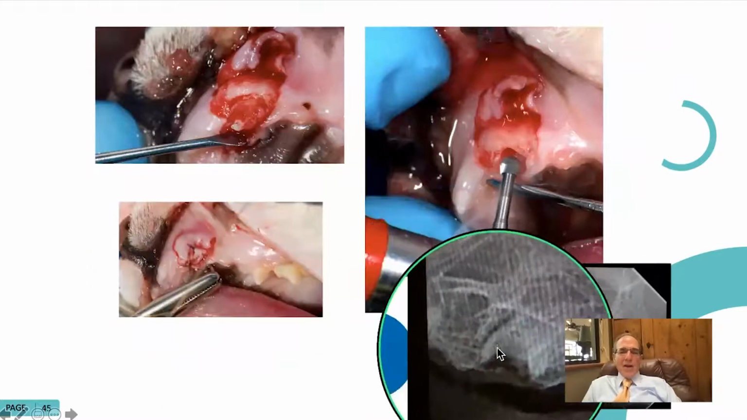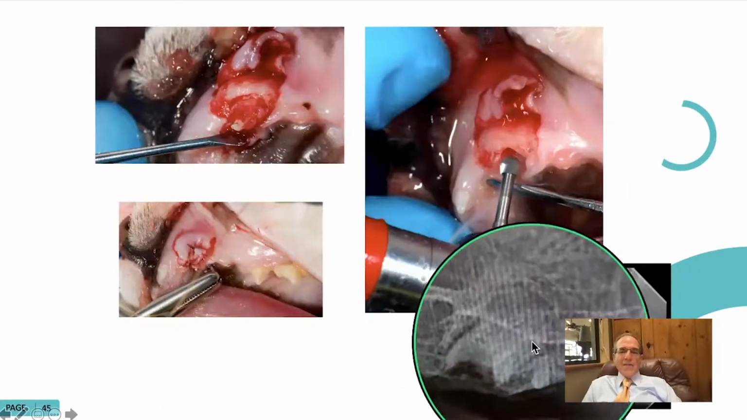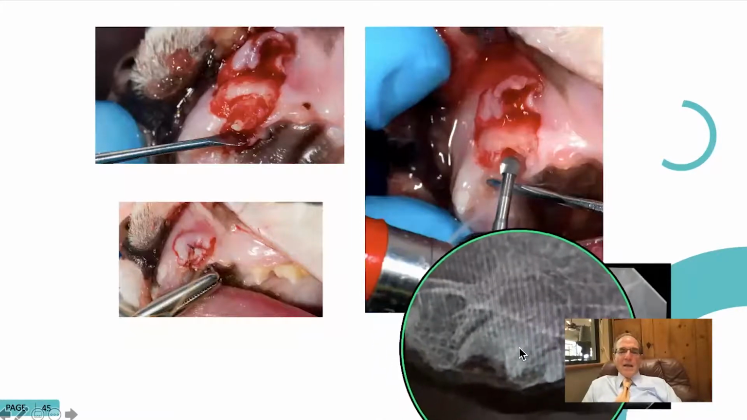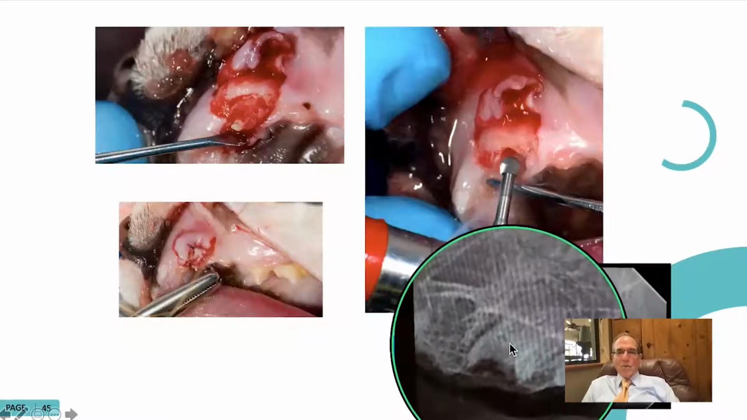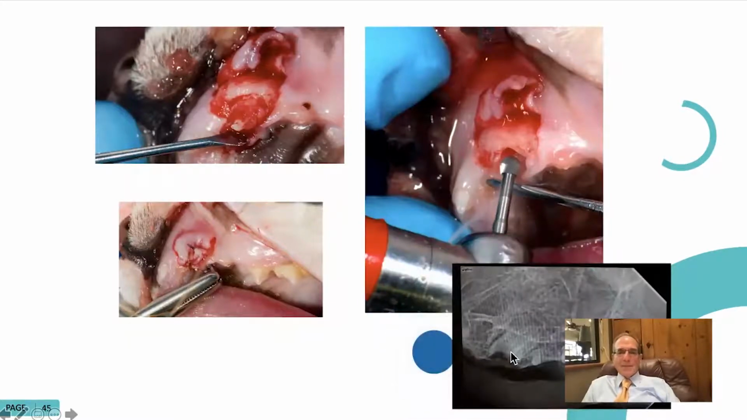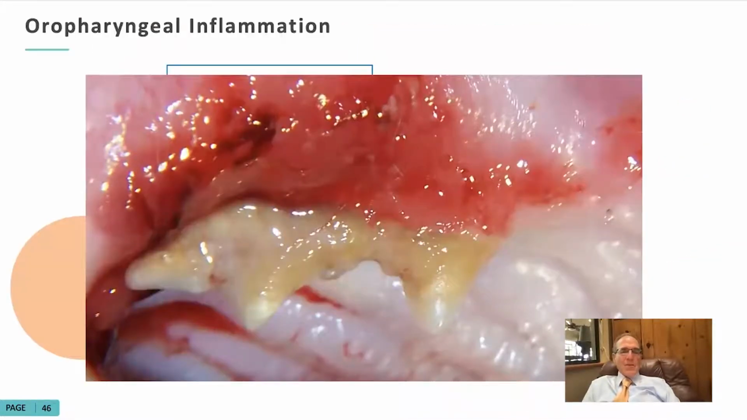Take another radiograph, and this area, if you come back a year later, will be gone because the body has replaced the root with bone. It's called bone replacement resorption. All right, so that's tooth resorption.